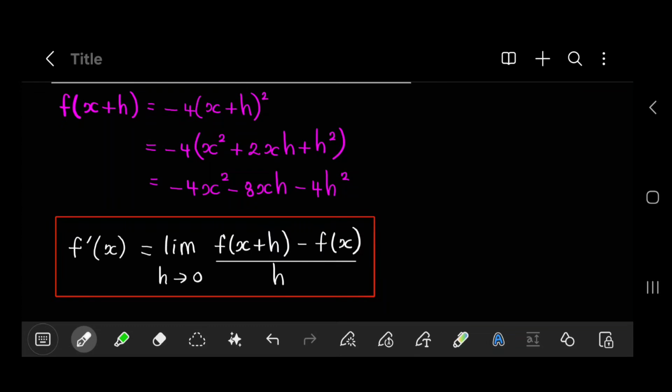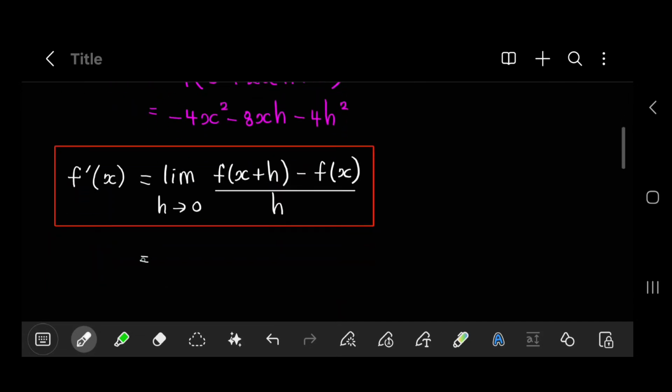Now, you guys notice that the formula has f of x plus h, which we had already gotten initially. So it's always good for you to get f of x plus h. It saves you a bit of time. It leaves less room for error by getting it beforehand, so you can just substitute into the formula. So we're now going to say the limit as h approaches 0. Substituting f of x plus h, we had negative 4x squared minus 8xh minus 4h squared.